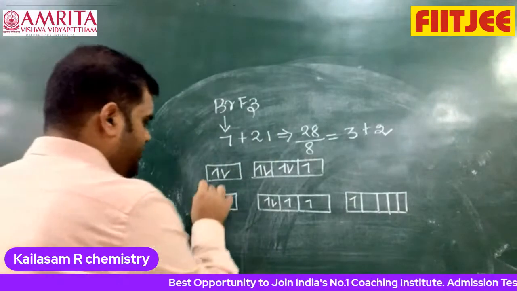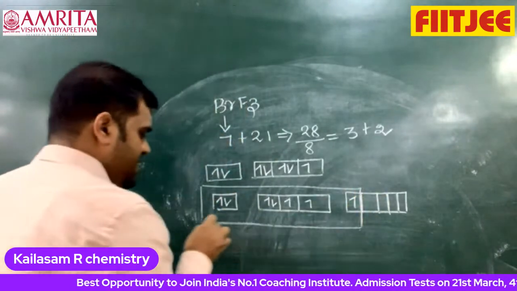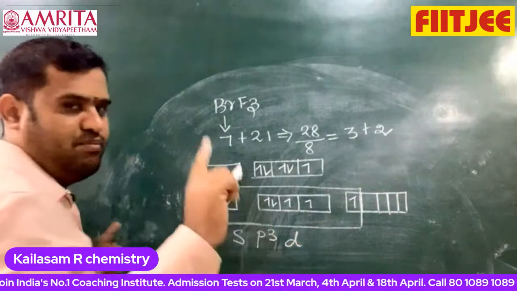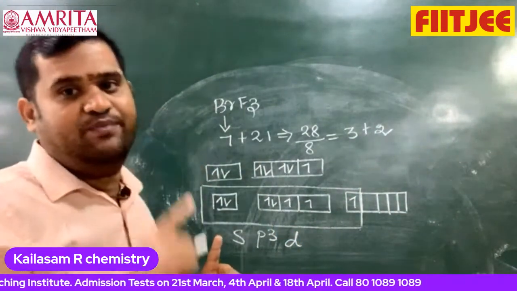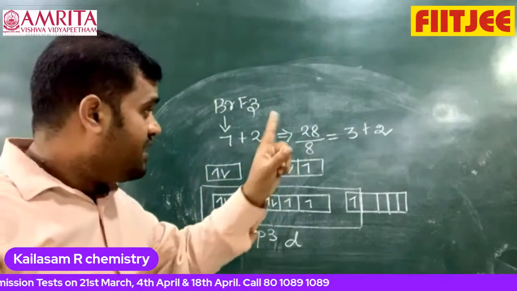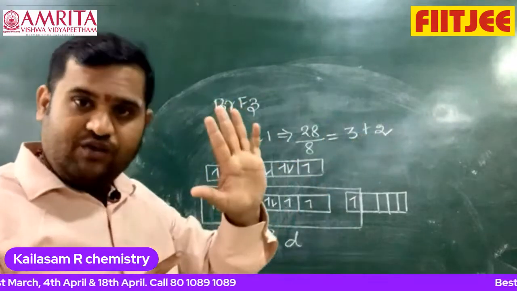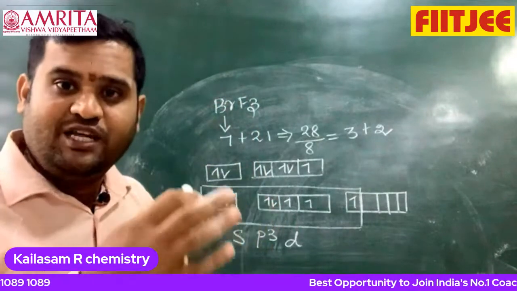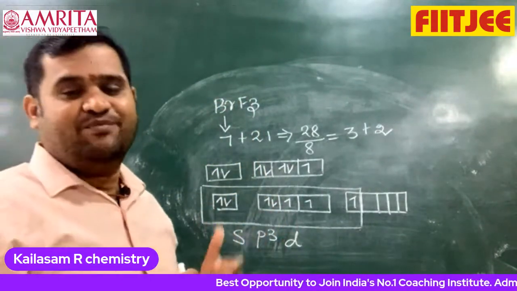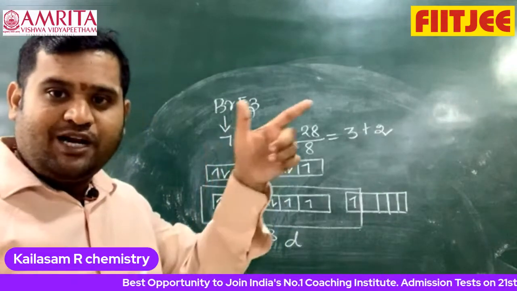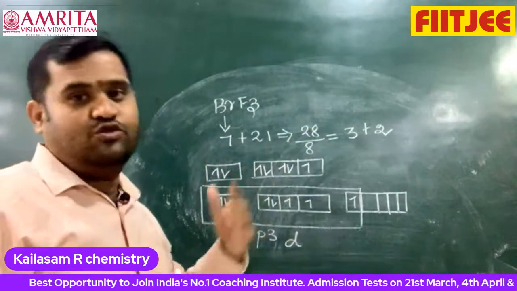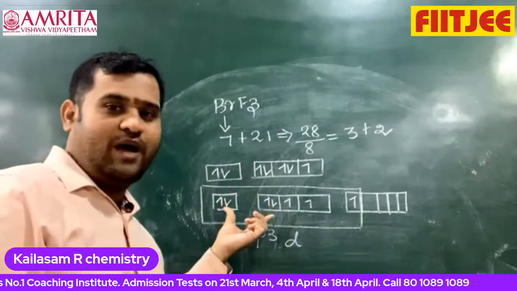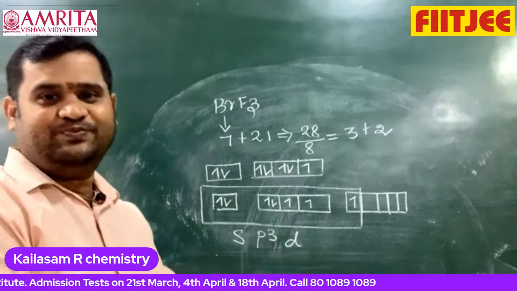Now all of this together gives sp3d, but the shape is a bent T shape. For PCl5, if I come 3 plus 2, the total is 5. If it is 5, it is sp3d, but only the shape differs from the geometry. PCl5 has trigonal bipyramidal geometry, and this one has a T shape because of these two lone pairs, which cause the repulsion.